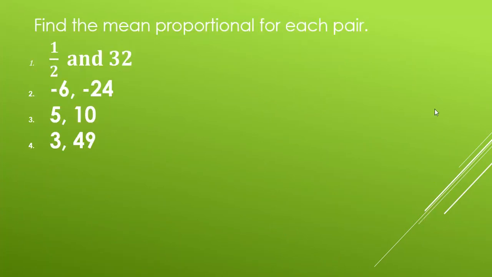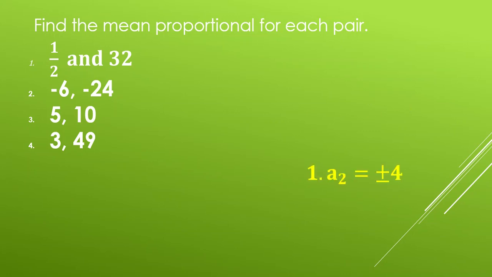Next. Okay, so you can try getting the mean proportional for each pair. So meaning you are to insert a geometric mean between these two given geometric terms. You can pause the video so you can try it yourself. Okay, once done, we can see the answers here. You can try to resolve if you missed this one.